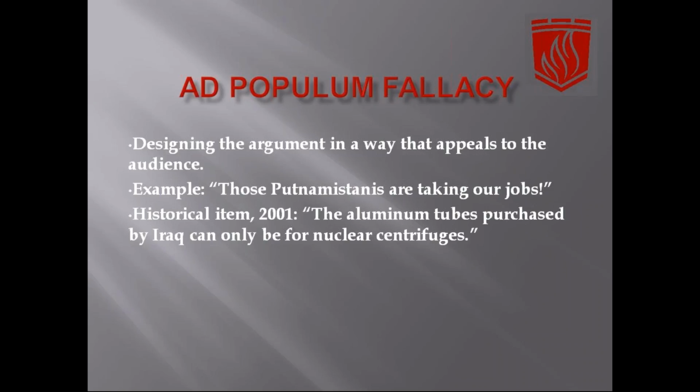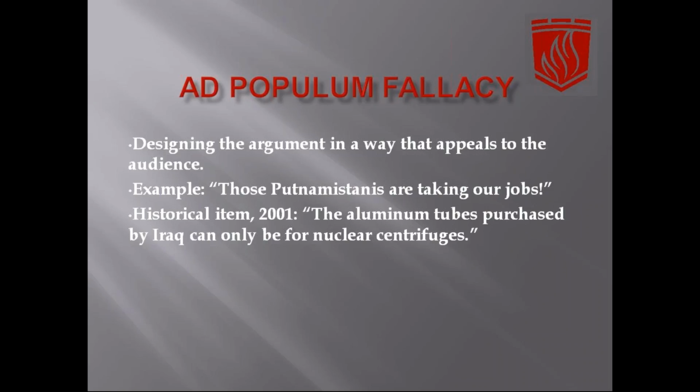And the direct quote from analysts is, the aluminum tubes purchased by Iraq can only be for nuclear centrifuges. And that played into the weapons of mass destruction claim that this country was making to the world for invading Iraq and removing Saddam Hussein. Now, in this case, the audience that we're appealing to is not the American public or the international public. In this case, the ad populum fallacy was from the analyst to the audience, which was the Bush administration. The Bush administration was convinced there were weapons of mass destruction, and essentially they were cherry picking or looking for data that would support that notion.